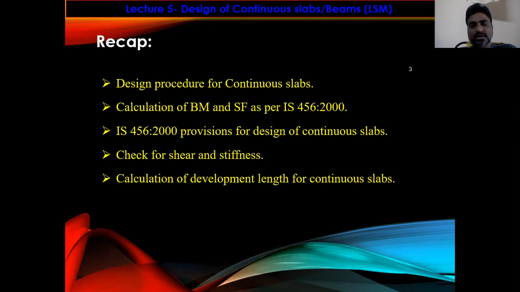Then we discussed the specifications of IS code provisions in design of continuous slabs, and how to check for stiffness, development length and shear. These are the things we discussed in the last class: the limitations and code provisions. Everything we have seen in the last class, now we are going to apply those steps in the present lecture.